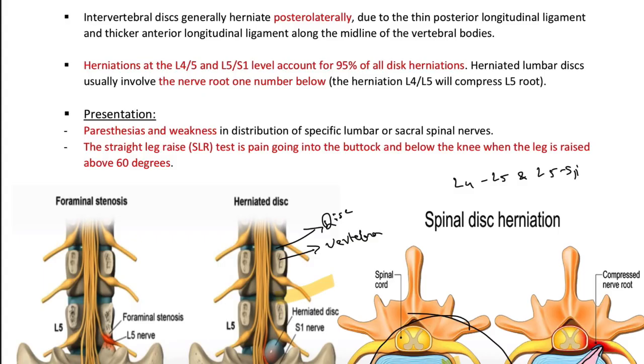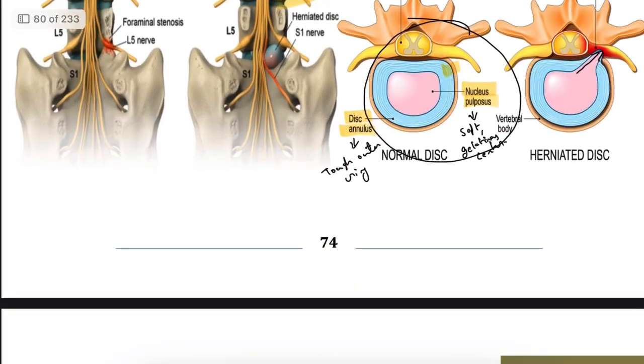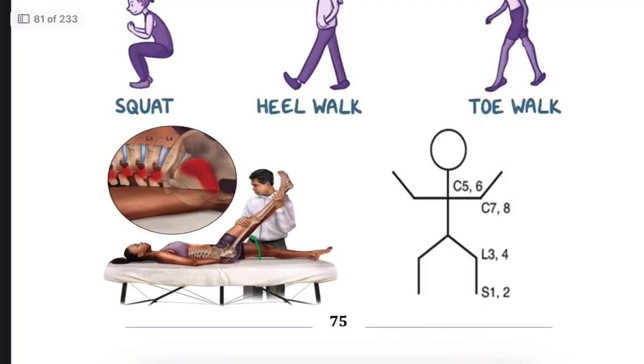Okay, for diagnosing purposes we have a special test, that is the straight leg raise test. One of the classic tests is the SLR, in which the patient has to lie in supine position like this. The physician raises the leg passively. Pain going below the knee, especially after 60 degrees, indicates sciatic nerve irritation.